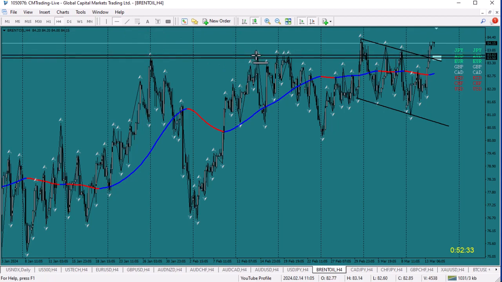It took that out again. Last time it failed. It tried 3 times and failed. So I'll have to see a strong candle reversal here before I'll be long on oil.